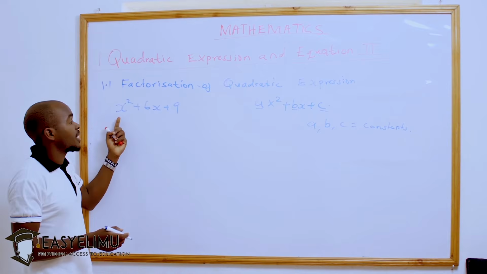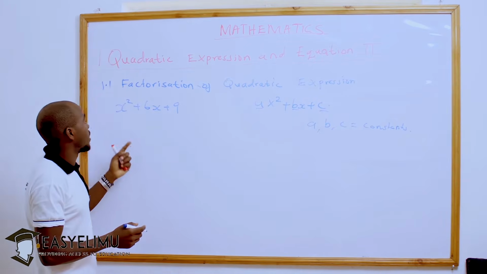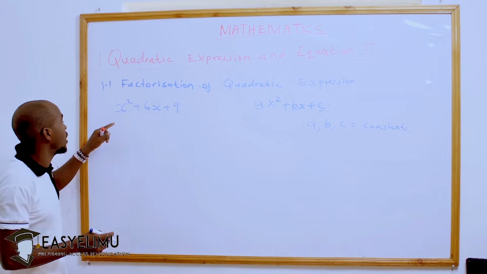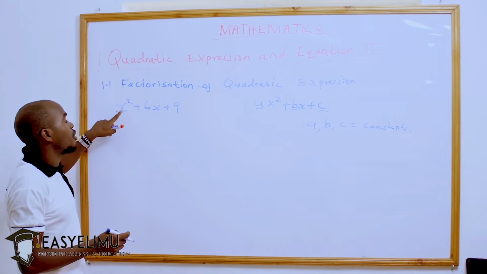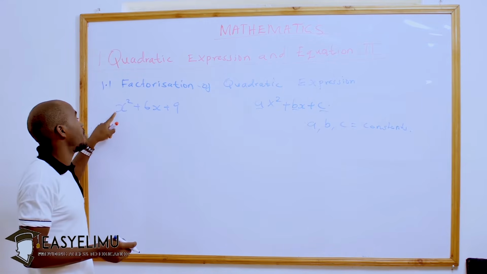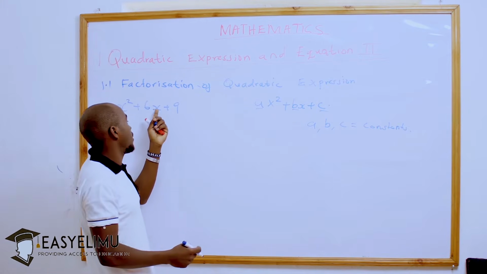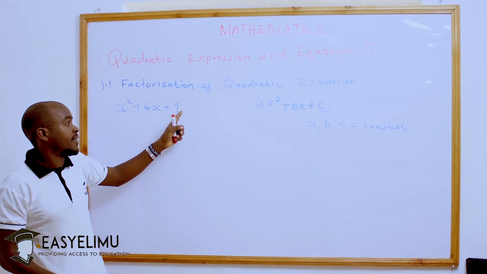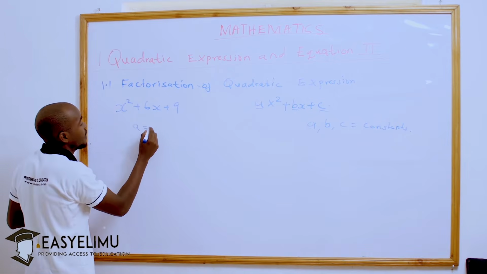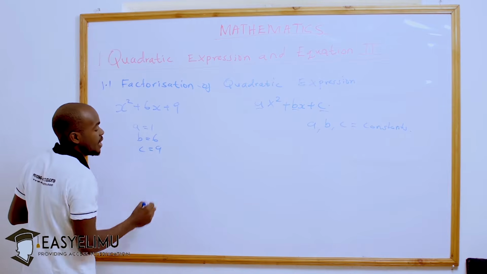So we can factorize here by relating the two equations and relating the coefficients of the two equations. We shall find that the coefficient of x squared in this expression is 1, because a here is simplified by 1. For bx, the coefficient of x is 6, and c is represented by 9. So a is 1, b is equal to 6, and c is 9.